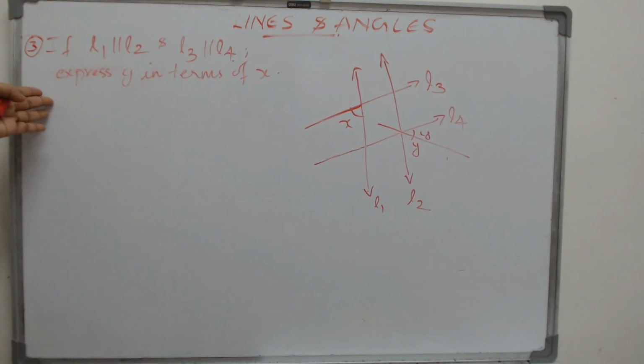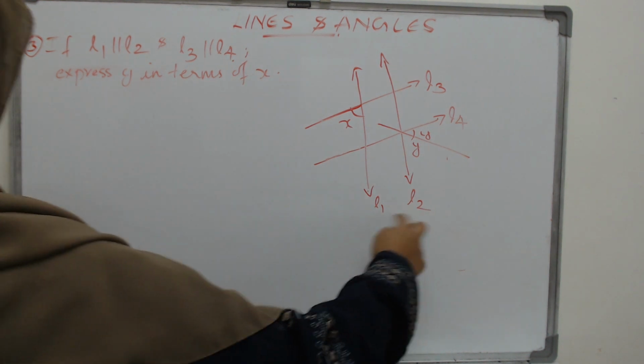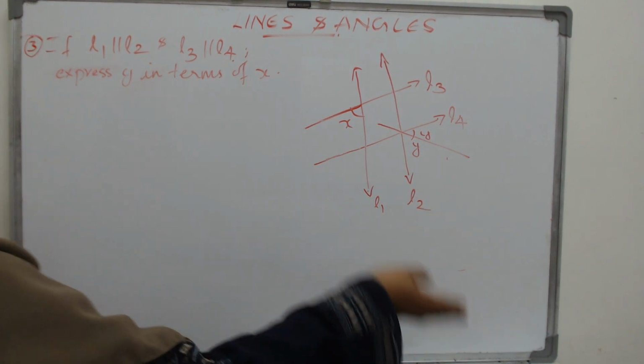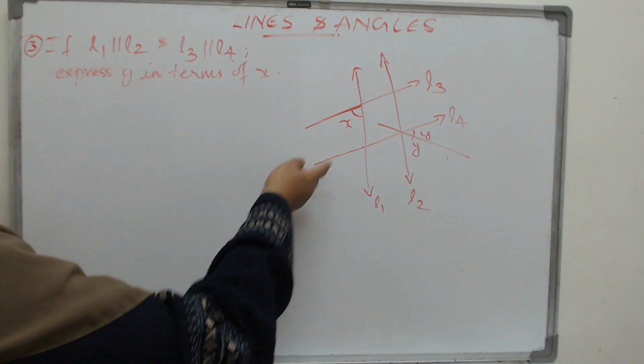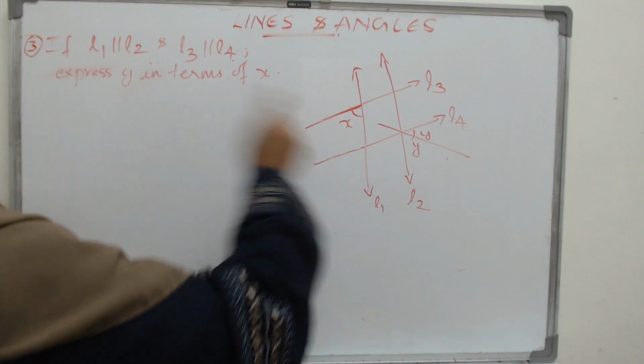Now look at our third question. What do you have? You have two parallel lines L1 and L2. Again two parallel lines L3 and L4, and you see a Y here, an X here.